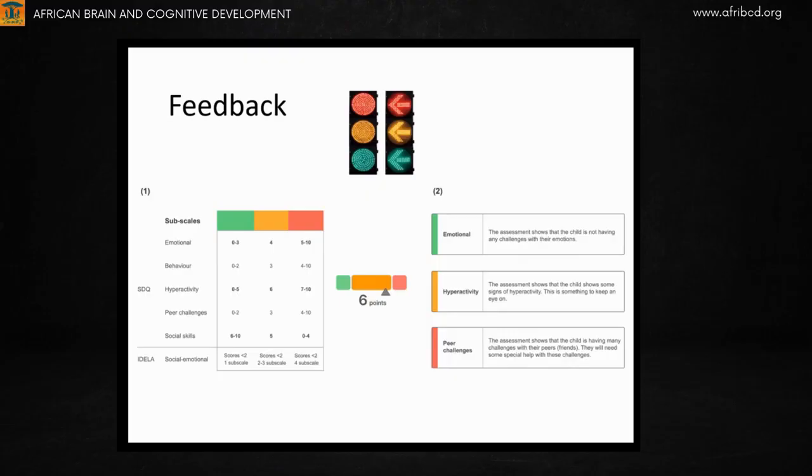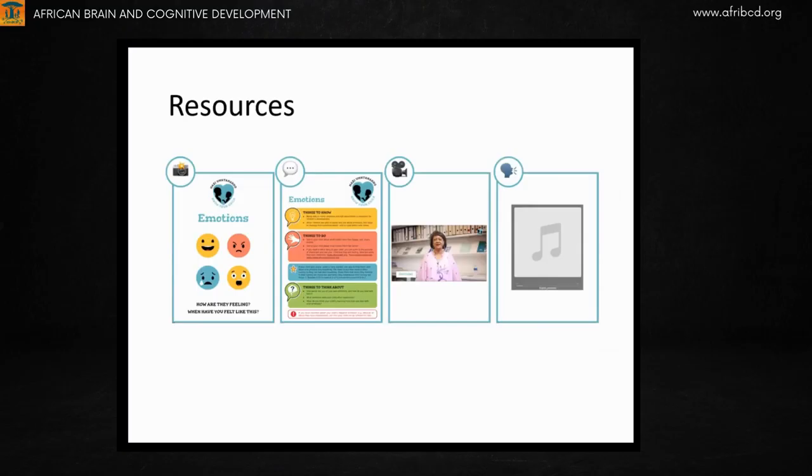So green, everything's good. Orange or yellow, some things to keep an eye on. Red, this needs extra attention. So the feedback they get is not a raw score, but is actually one of these traffic light colors. And then the really cool part, we thought, is the resources. So we worked, based on the feedback we got, to develop these contextually relevant resources.